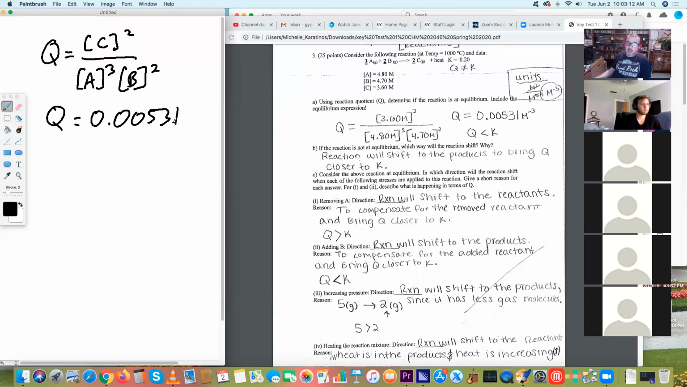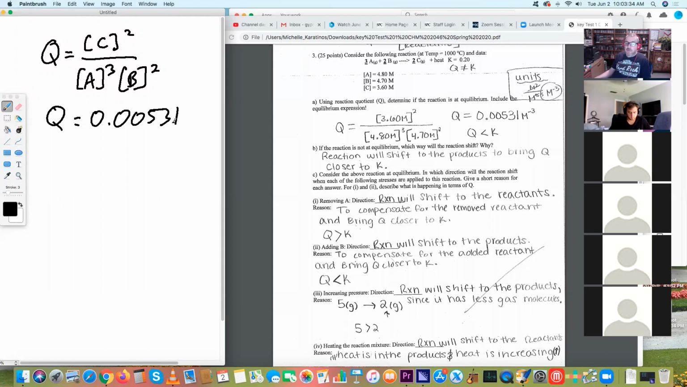And there are many times it could be, as long as that combination of concentrations multiplied out to give 0.20, then it would be at equilibrium. Anybody have any questions about A so far? All right, let's look at B.